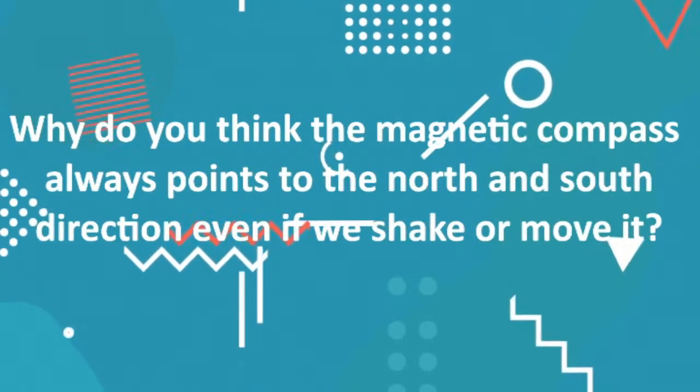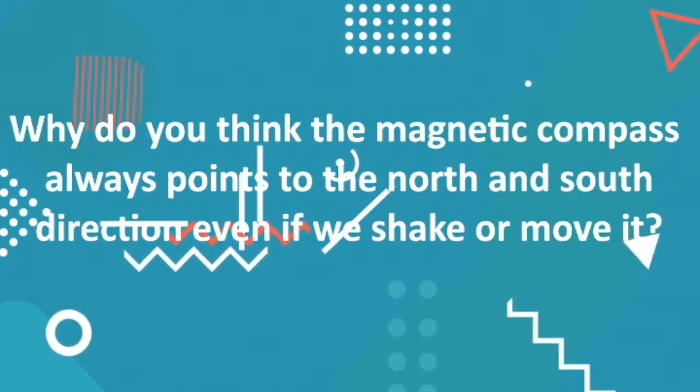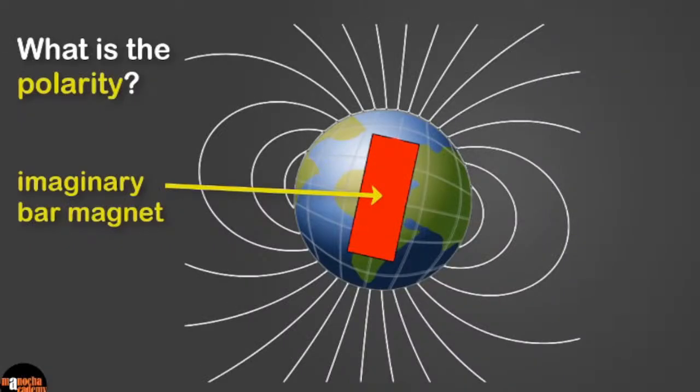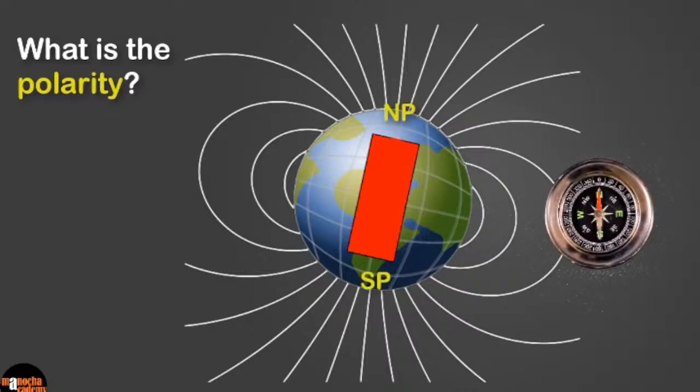Why do you think that the magnetic compass always points to the north and south direction even if we shake or move it? That's right. It's because the Earth has a magnetic field, and so the magnetic needle is aligning itself along the Earth's magnetic field. The interesting part here is that the south pole of the Earth's magnet is along the north geographical location. That's why the north pole of the magnetic compass is pointing to the north geographical location, for the rule of magnets to be followed, which is opposites attract.